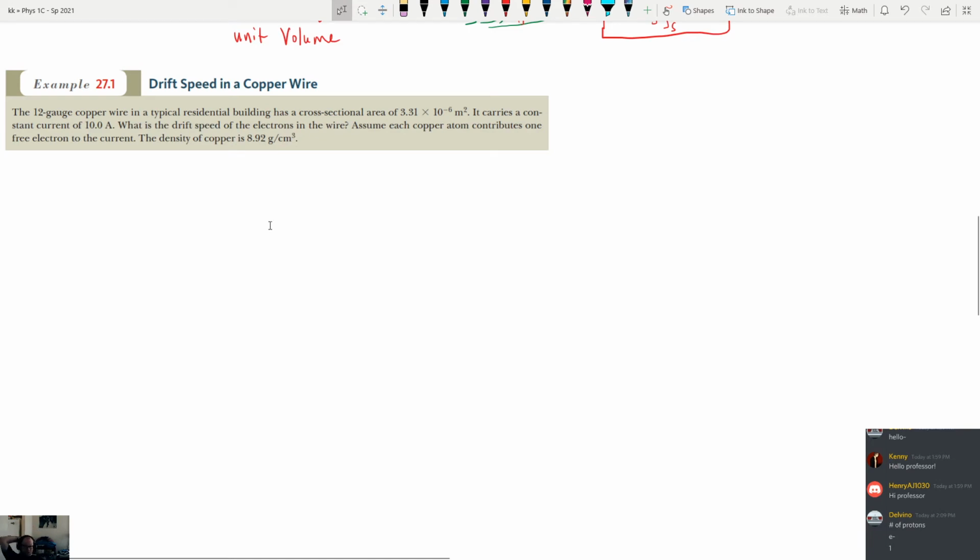All right, so it says a 12-gauge copper wire in a typical residential building has a cross-sectional area of 3.31 times, we'll just write this down, 10 to the negative 6 meters squared. So there's a cross-sectional area in this wire.